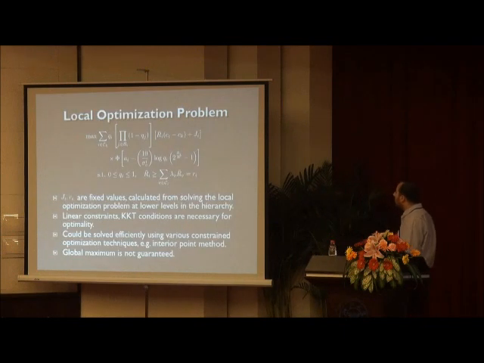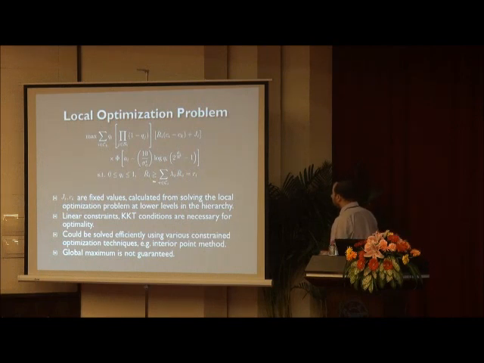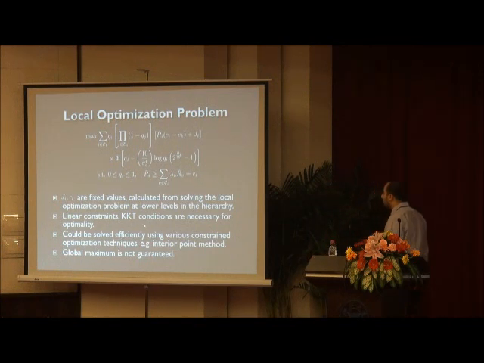Now, this is a local optimization problem. It is not convex, and it's very hard actually to prove any convexity properties even in a subdomain of the function. But the good news is the constraints are linear, so the Karush-Kuhn-Tucker conditions are necessary, which means that we can use existing gradient-based algorithms to solve it. However, we can't guarantee a global maximum because the algorithm may converge to a local maximum.